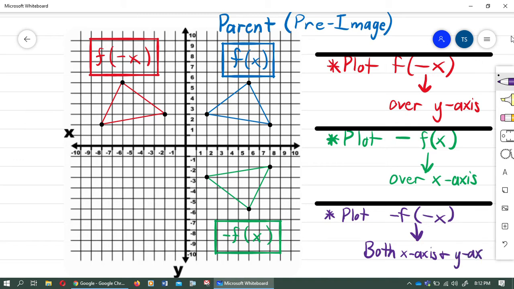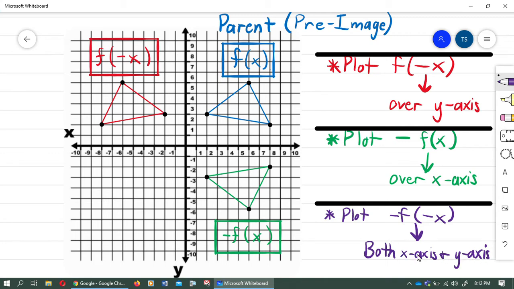Now, guys, thankfully, we've already done both of these, and let me explain what I mean. When you're asked to do both over the x-axis and y-axis, you have to choose to do one of them first. Just pick which one you want to do first.